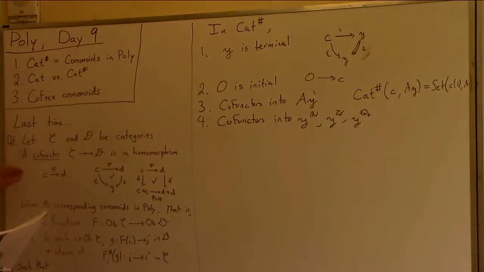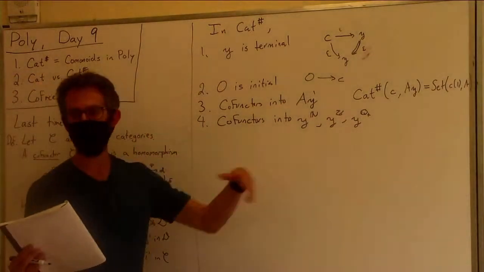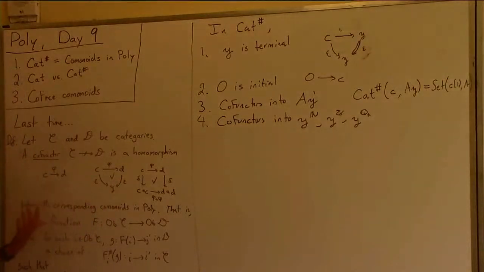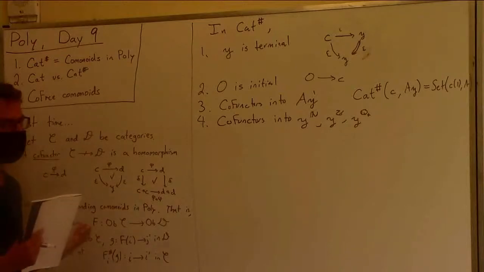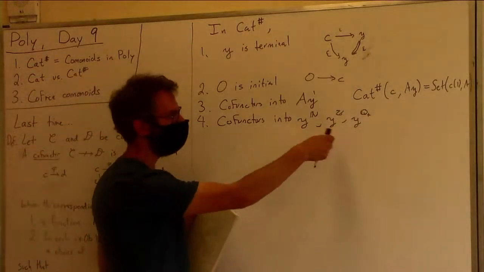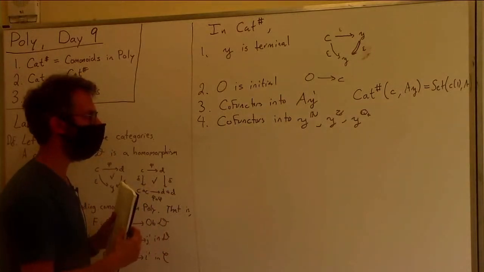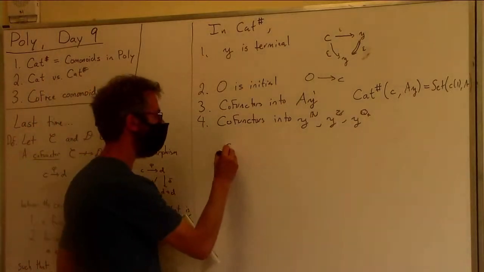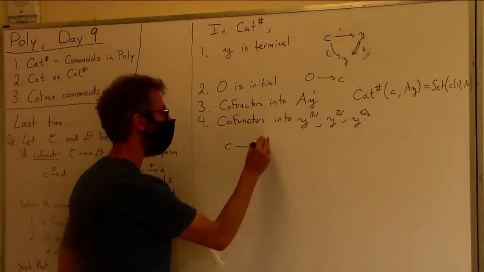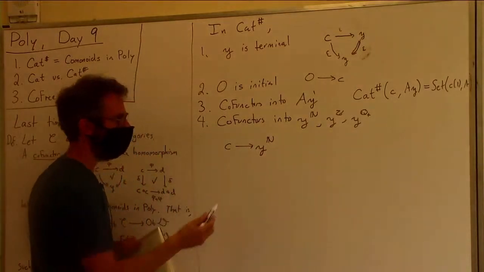In other words, these y to the something are one-object categories, and you may know that one-object categories are exactly monoids, so this might not be surprising if you think about it that way. And so what is a cofunctor from C to y^N? This one will give us most of what we want to think about for the other ones.